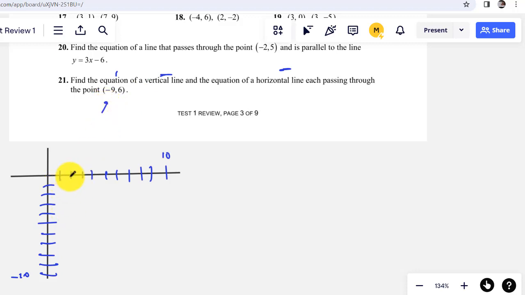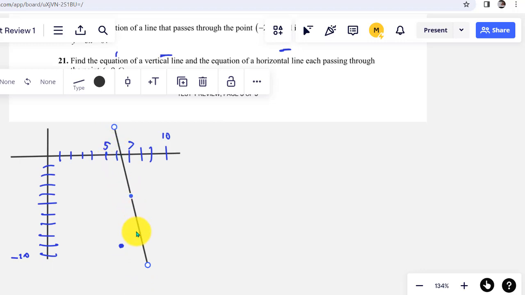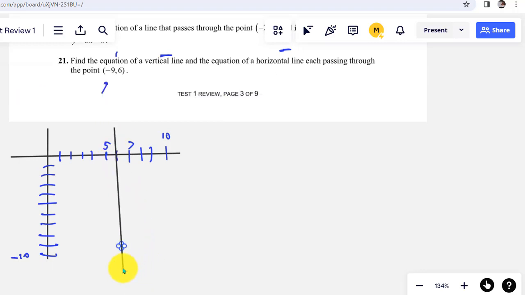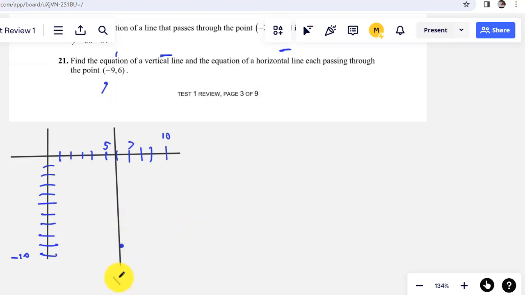So let's see here. 1, 2, 3, 4, 5, 6, right? So this is 6, and then down here would be 9. So let's see if we can put a line through this. Oops, I gotta move that over a little bit. Okay, all right, so that's the vertical line going through -9, 6. And the equation of this line is x equals 6. Right, so for the vertical line, you'd write x equals 6.